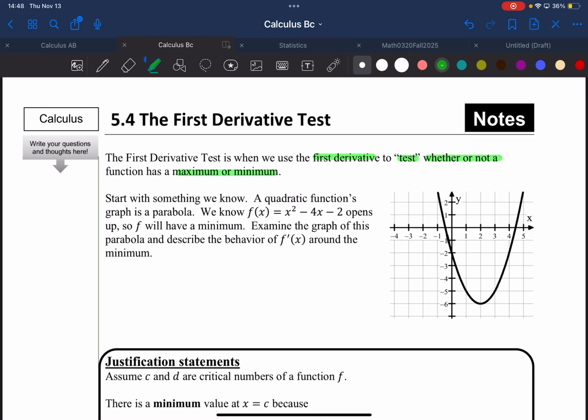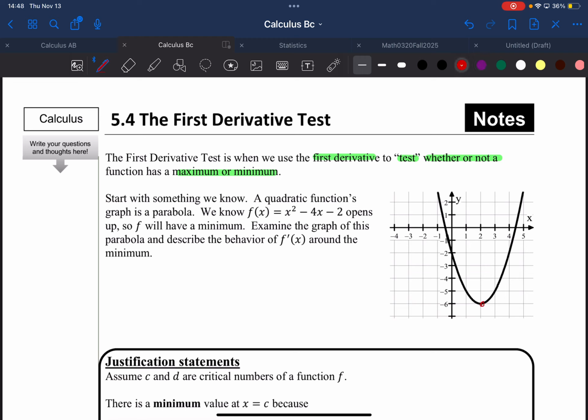A quadratic function's graph is a parabola. And we know that the function f of x equal to x squared minus 4x minus 2 opens up, so f will have a minimum. So it's talking about the graph to the right. We know that the graph of a quadratic is a parabola. Since a is positive, we know it's going to be opening up, which gives us a minimum value at what x value?